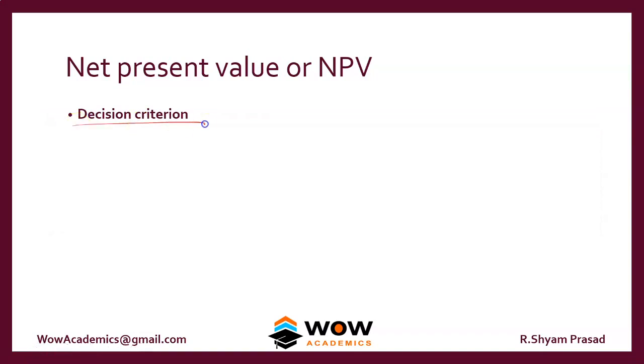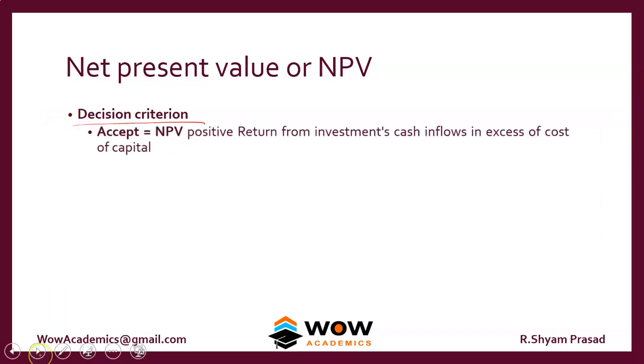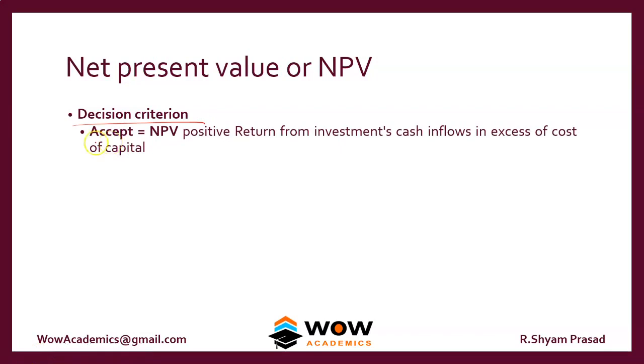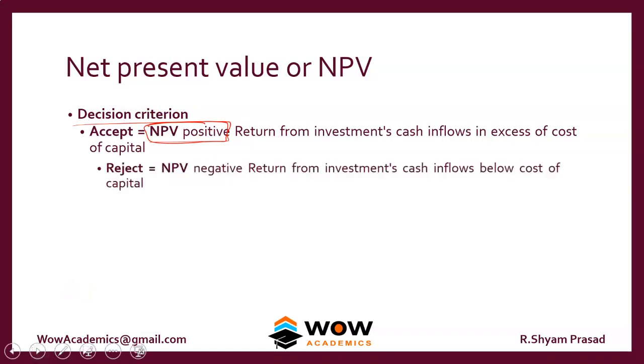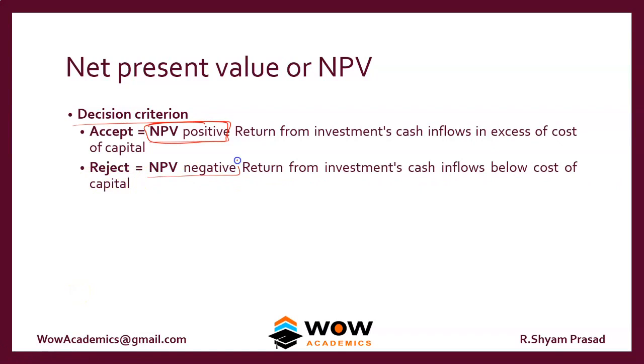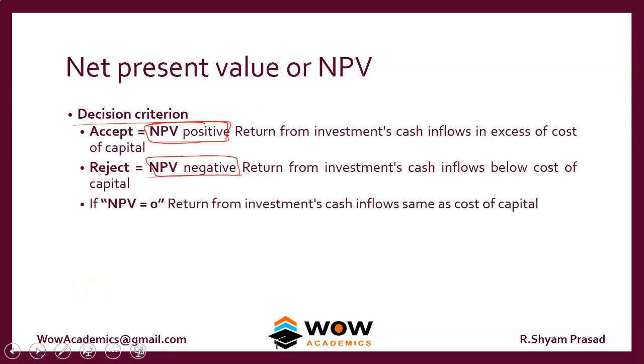So we'll see the decision criteria for NPV. We have to accept any project which gives a positive NPV, and whichever gives us a higher NPV is the best project. We have to reject all the negative NPV projects. If an NPV comes to 0, that means the cost of capital and the discounted cash inflows are the same, so still we will reject it.